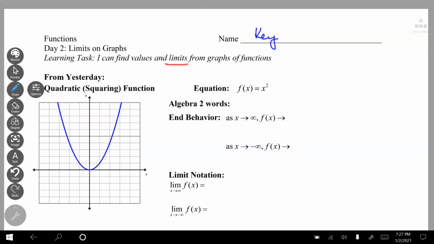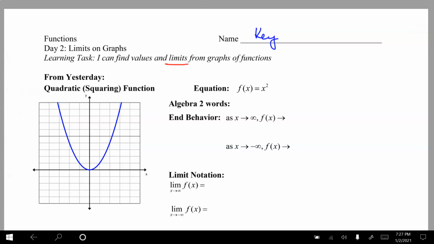So the idea of limits is something that you have kind of discussed in talking about end behavior and other ideas, but now we're going to use the real notation for it, the real correct way we talk about it. So let's go back to what we did yesterday.